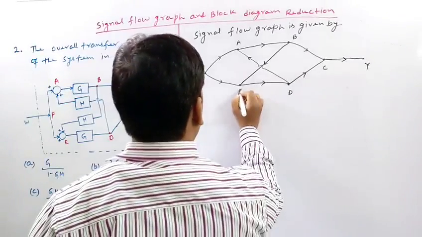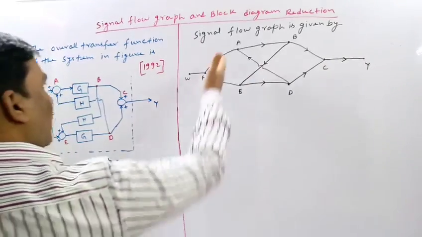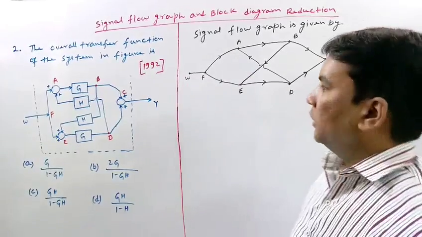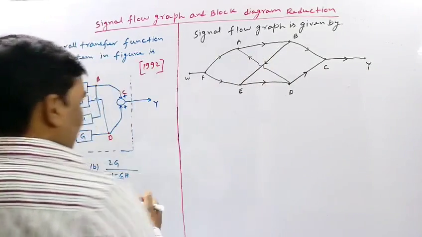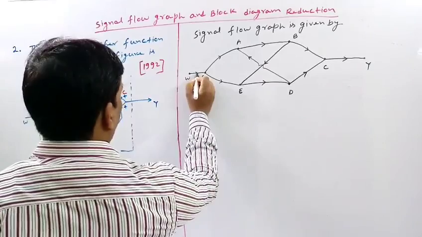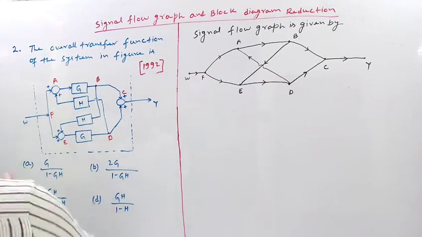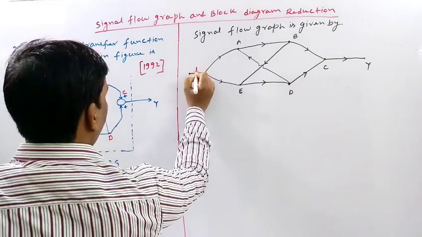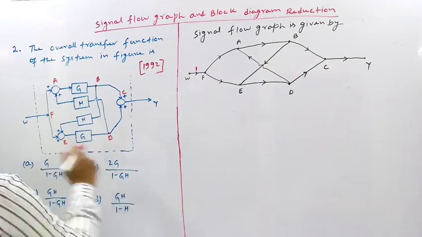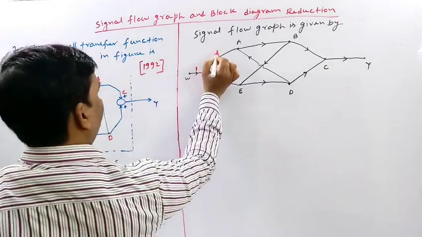Now we have to show the path gains of each path. The signal flow graph is complete, and now we have to denote its path gain only. So what is the path gain? From W to F, the path gain is nothing, that means 1. Let us denote it by red. From F to E, again the path gain is 1. From F to A, the path gain is again 1.